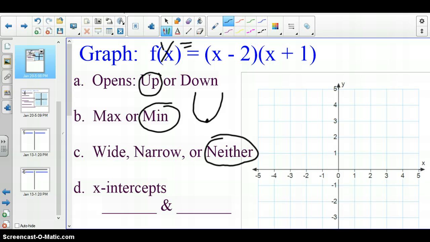Now to find my x-intercepts, remember I set our parentheses equal to 0, so x minus 2 equals 0. Add 2 to both sides, you get x equals 2. It's the opposite. This one would be negative 1. So we plot those, 2 and negative 1. Now our vertex has to be somewhere in between those 2 points.